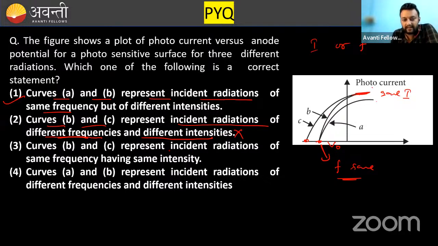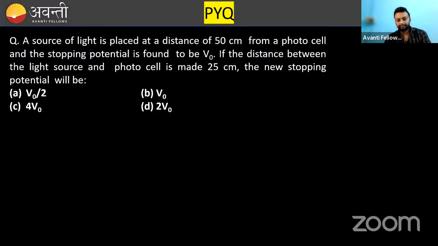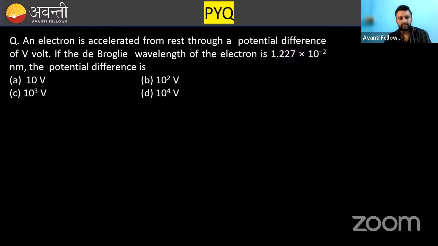Similarly, curves B and C represent radiation of the same frequency. B and C don't have the same frequency. That means this statement is again wrong. Curves A and B represent incident radiation of different frequency. This is again wrong. They are showing the same frequency. So which option is correct? Option A is correct. Now take the screenshot of this one. Done. And this one. These are very easy questions. Solve it. Very good, option A is correct.